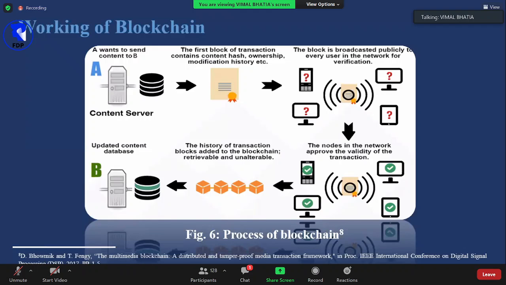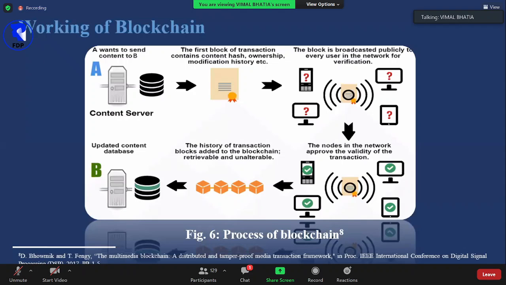Now let's look at the working of a blockchain. Now let's say I have A and B. So there are two users, A and B. Now A wants to send some content to B. So I have a content server. The first block of transaction contains content hash, ownership, modification history.